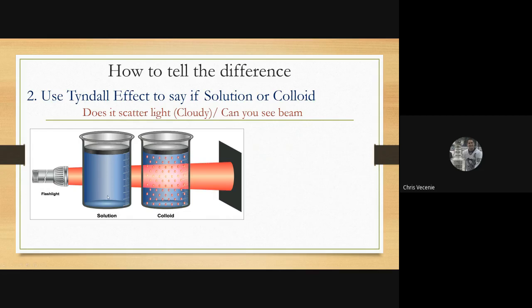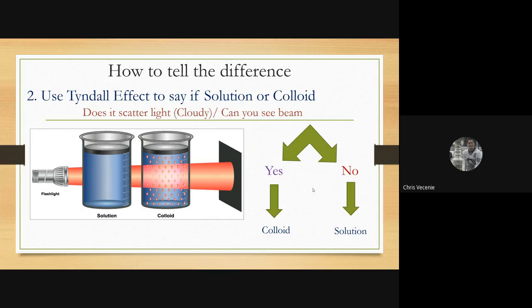So if we look at something and it is cloudy naturally, it will scatter light, meaning you'll see the beam, it's a colloid. If it's clear, it's a solution. It won't scatter light. Same story, two paths. Yes, I see the beam, it scatters light, it's a colloid. No, I don't see the beam, it does not scatter light, it's a solution. This is how we tell the difference between those two.